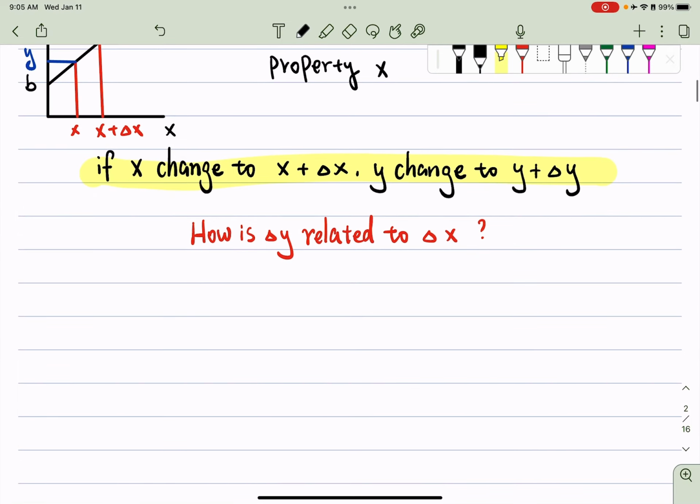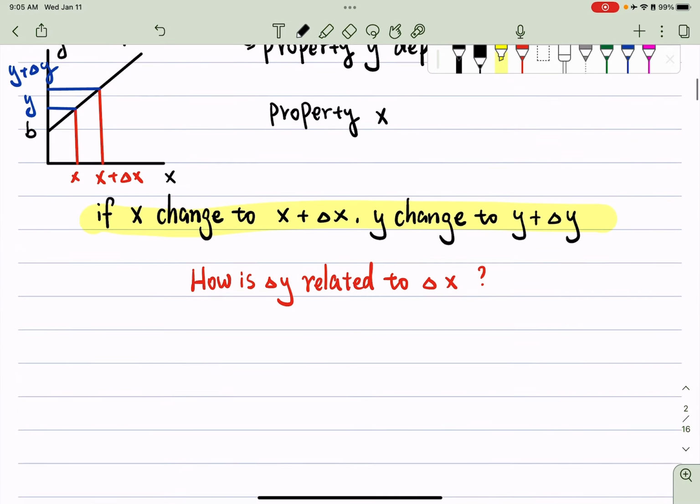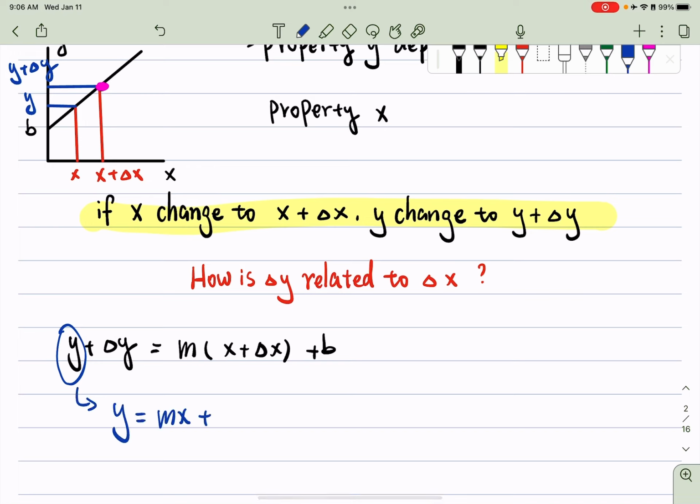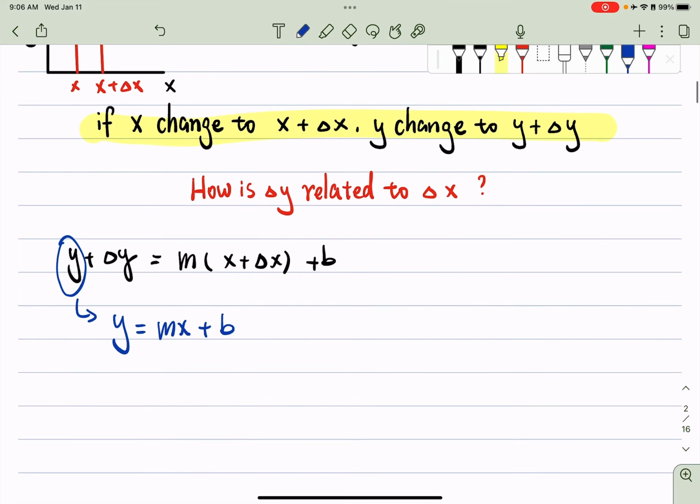So it's going to be quite simple here. Let's just write it out. Say y plus delta y, that's on this point here. That equals m, which is the slope, times x plus delta x, plus b. And also we know here y, by definition, equals mx plus b.